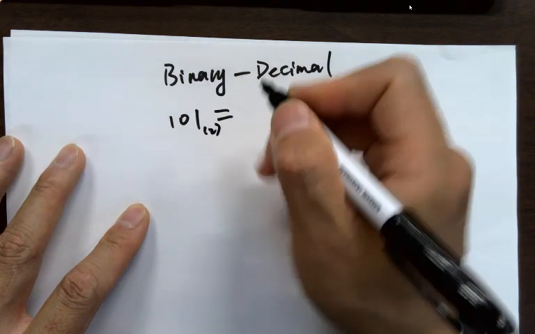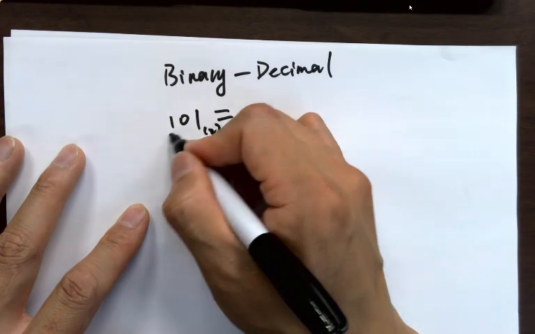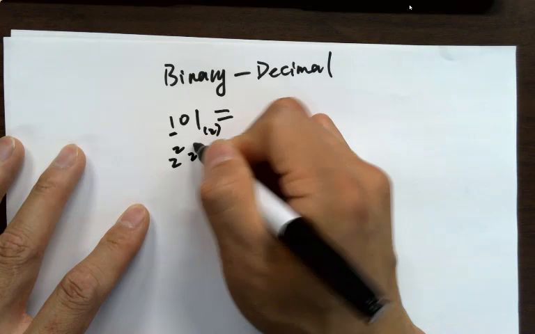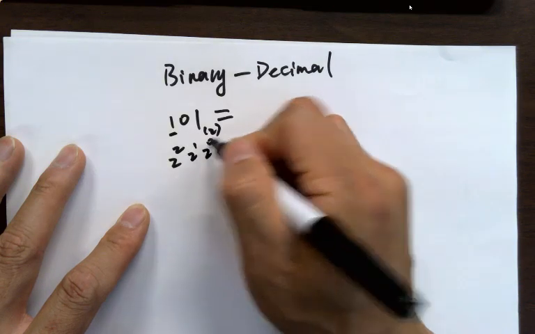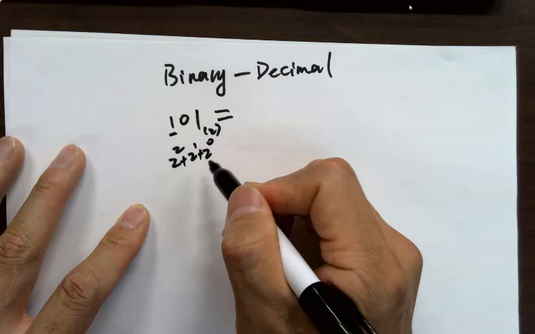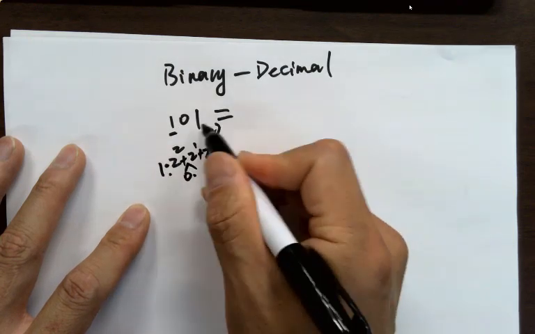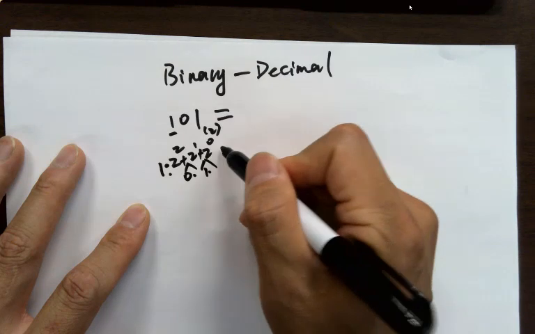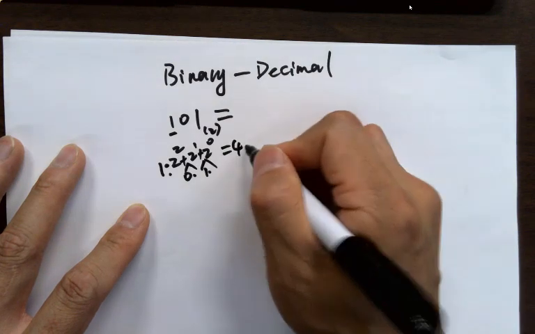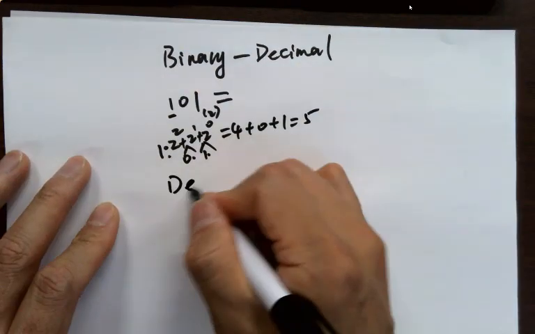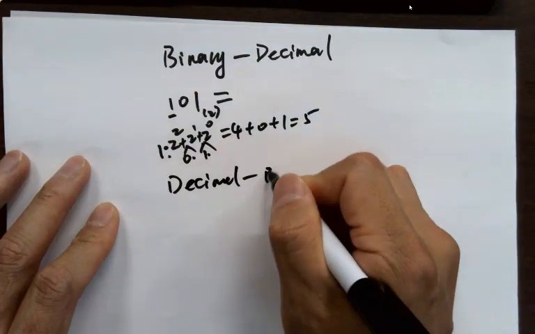This is base 2, right? So this is 2 to the second, this is 2 to the first, and this is 2 to the zeroth, right? You add them together, but you have to multiply by the digit here. That's 0, and that's 1. So you're getting 4 plus 0 plus 1, which is 5.